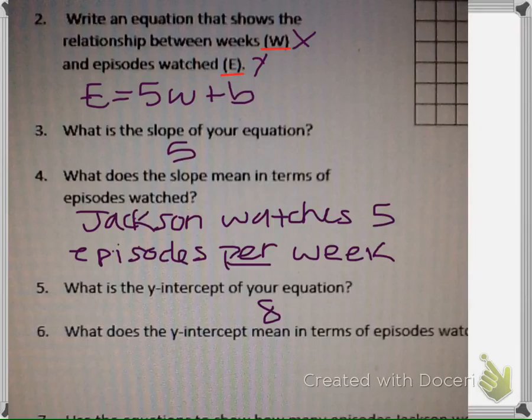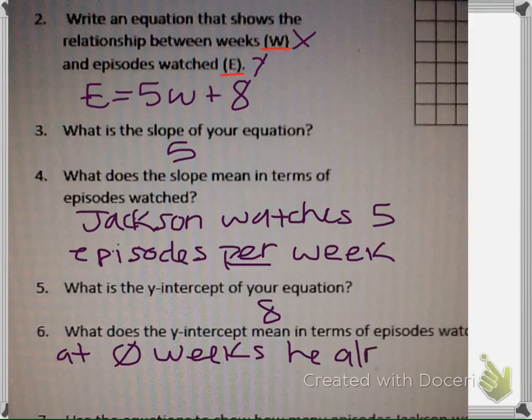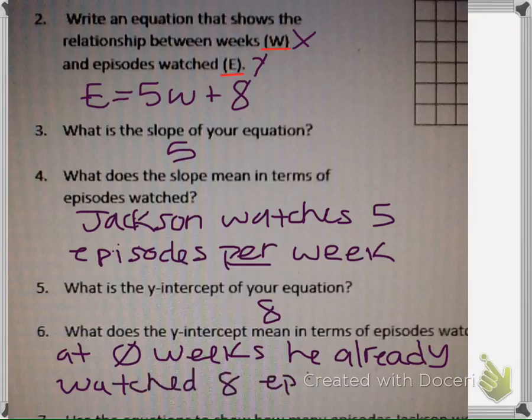I don't know why up here I wrote B. I'm sorry. I'm going crazy. And what does it mean? It means at 0 weeks he already watched 8 episodes. Okay, make sure you have these written correctly. We're looking for keywords like per and at 0 weeks.